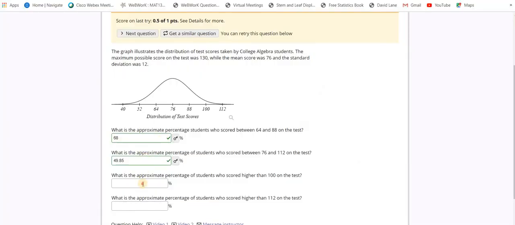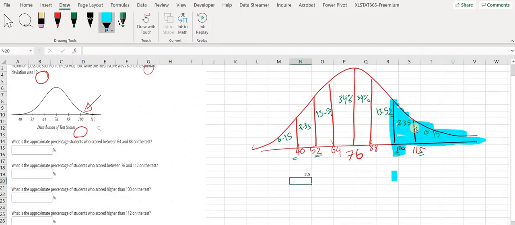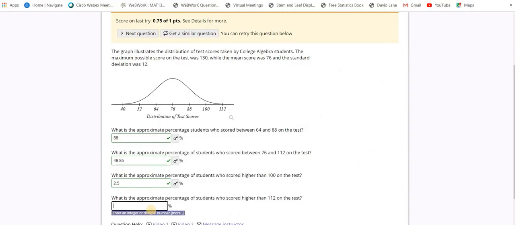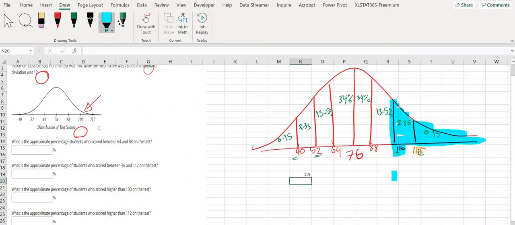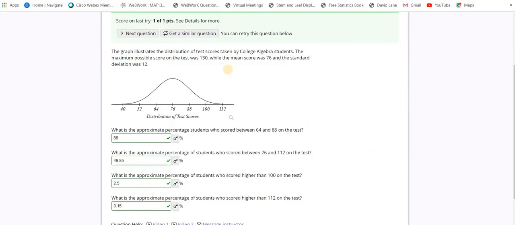So that is 2.5, and then higher than 112. If you look at the graph, you'll see that anything that is higher than 112 is going to be 0.15. So the answer here is 0.15. And just to clarify, I made the typo here. So this number is not actually 115, it's 112, okay? Because that's the number right here. So this is how you're going to answer this question for the empirical rule.